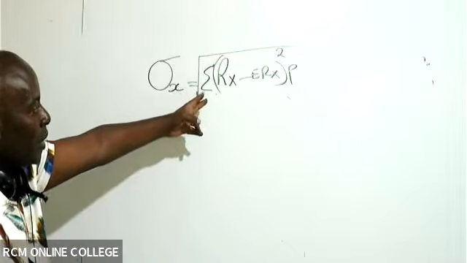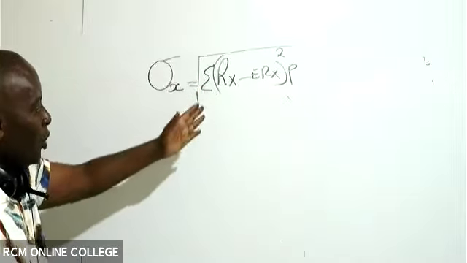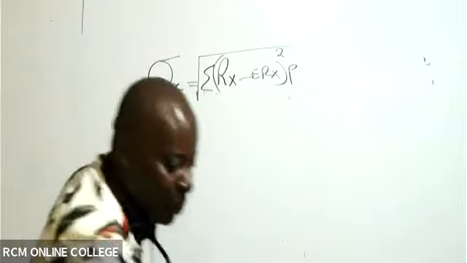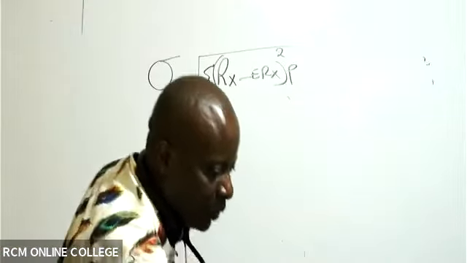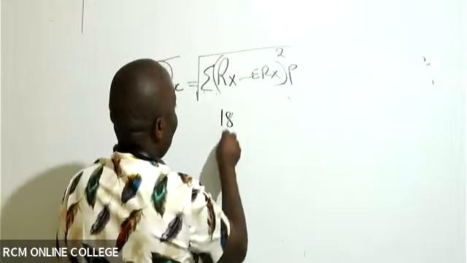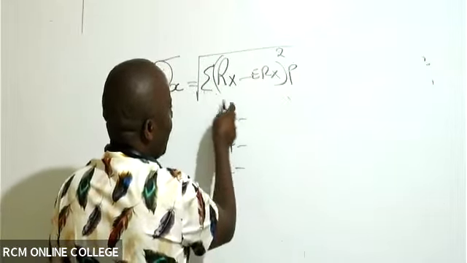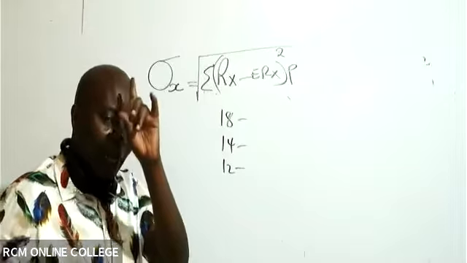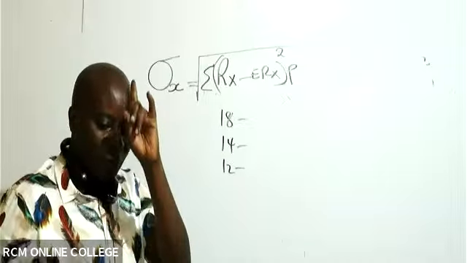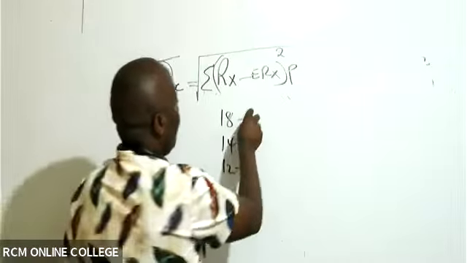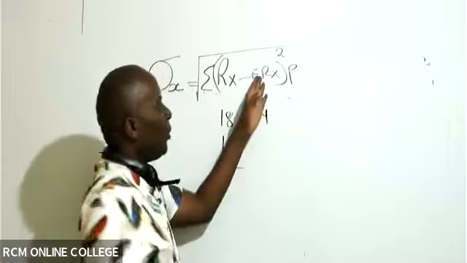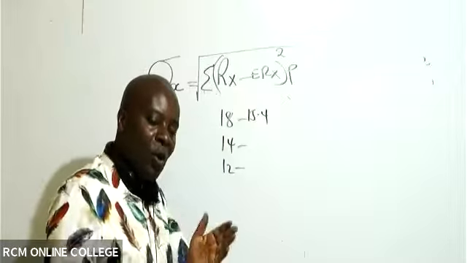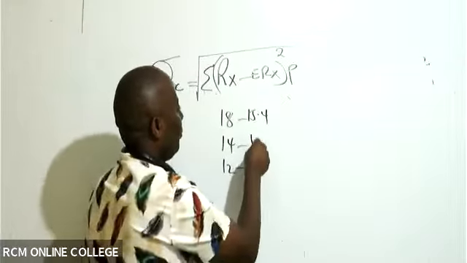So populate this. Population means you start with actual returns, the ones in the past papers: 18, 14, and 12. Those are the actual returns. Expected returns, we found in part 1 of the question. It was 15.4. Expected return will not keep on fluctuating. Regardless of the state of the economy, expected return will always remain the same.